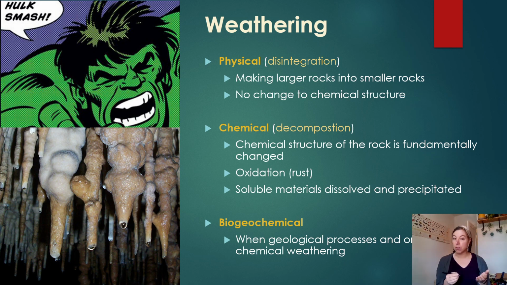Whereas with chemical weathering, it's an actual decomposition. So the chemical structure of the rock is changed. A classic example of this is rust, right? Oxidization. We're changing that iron mineral into an iron oxide mineral. You also see this with minerals that can dissolve. So a lot of caves have a lot of chemical decomposition of minerals in them.